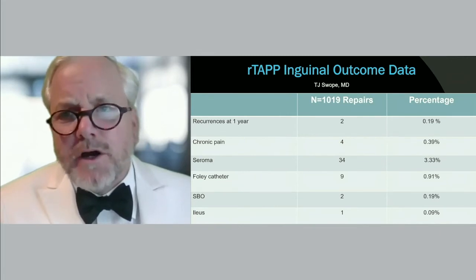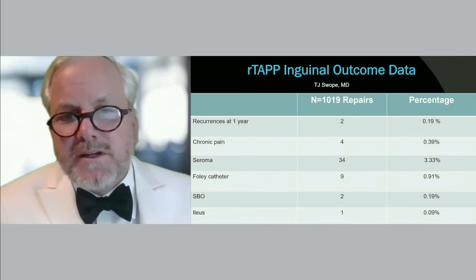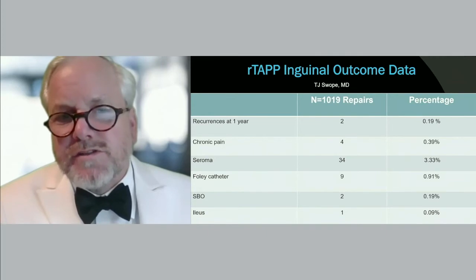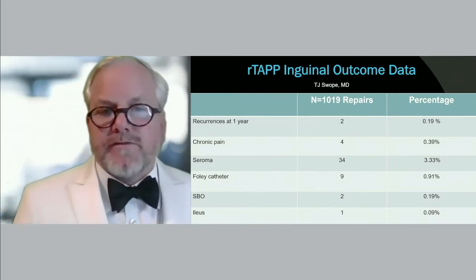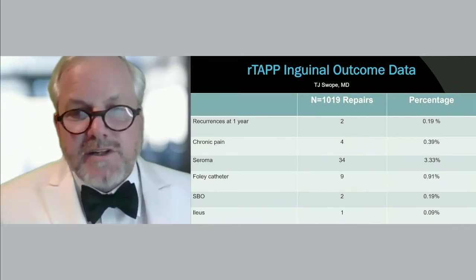Some chronic pain, very low, and we don't see that very often, thank goodness. A few seromas, a little bit of postoperative urinary retention. We don't see much of that anymore since we limited the fluids to about 700 for the case, and we reverse with sugammadex and try to stay in the pre-transversalis fascia plane around the bladder.